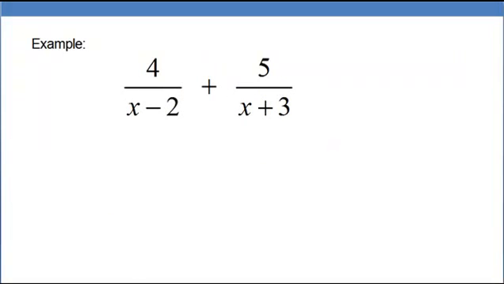For our next example of adding rational expressions, when we look for our common denominator, we'll notice that these pieces are totally different. We're going to need them both. We can't factor that down anymore, so we have an x minus 2 from this one and an x plus 3 from this one. So we need both.